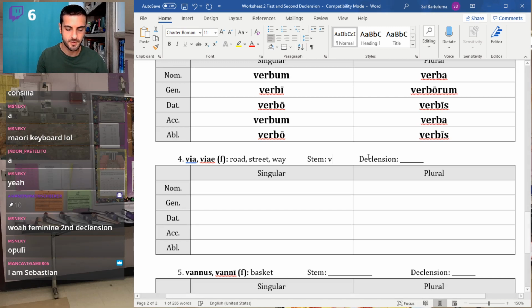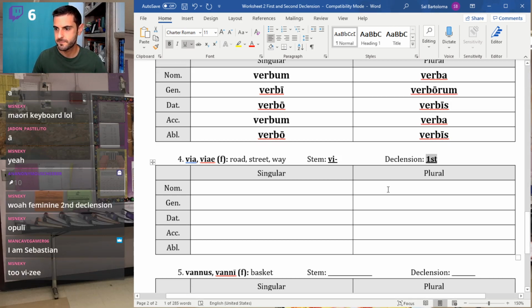Oh, first declension. This is too easy. Vi is my stem, right? Whoops, that's not a declension. That's a declension. Okay. First declension, easy money. Too easy. All right, let's spell these backwards.